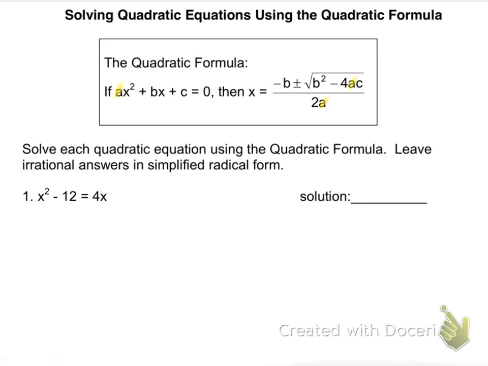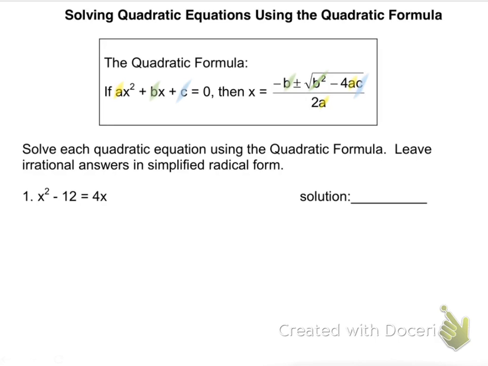B is this number right here, and b shows up in a couple places. And then c is this number, and it's only in the one place in the formula. So that's where you put those numbers, and it's just a substitution, and that gives you the solution, that gives you the value that x is.